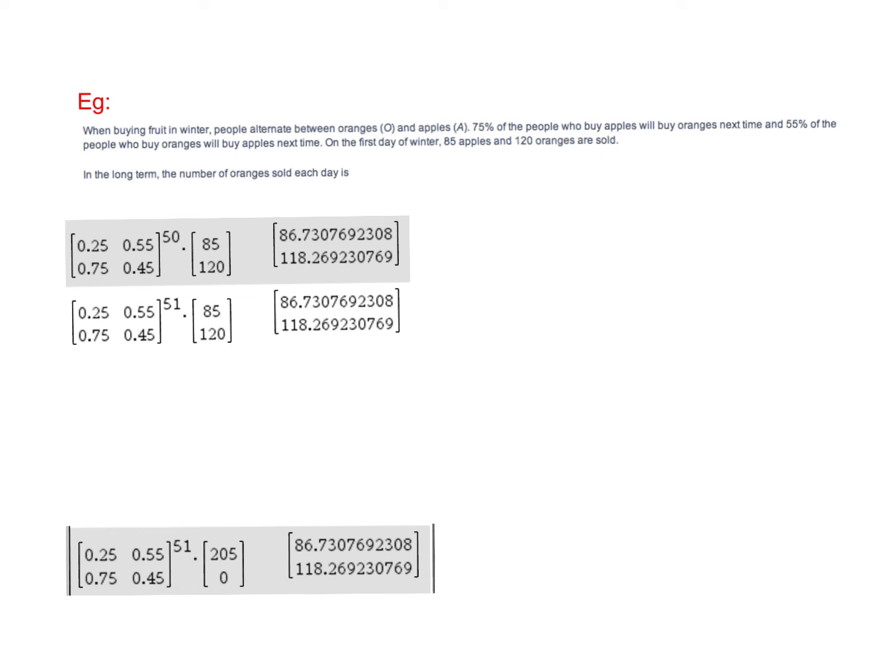Okay, when buying fruit in the winter, people alternate between oranges and apples. So 75% of the people who buy apples would buy oranges. So here they're setting up a transition. So we're going to have to set up our transition. And it's the first one, it says 75% of people who buy apples buy oranges. So I'm going to go apples, oranges. So this is this time, and this is next time.